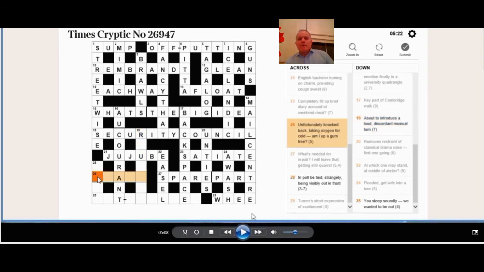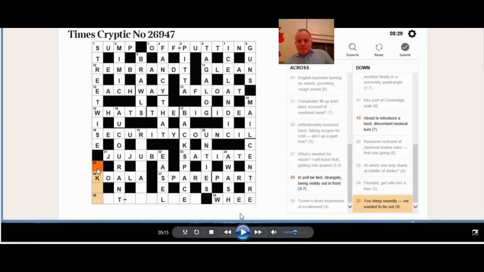Unfortunately knocked back. Well, I was thinking of alas, knocking it back, but then it says taking oxygen for cold. So I need a word that's just like alas, but where I can replace a C with an O. And of course, alas and alack is a phrase, so alack must mean the same as alas, and if I replace the C with an O and reverse the word, I've got koala. Am I up a gum tree? Quite an amusing definition there as well.